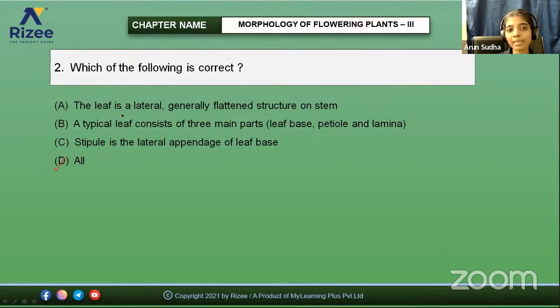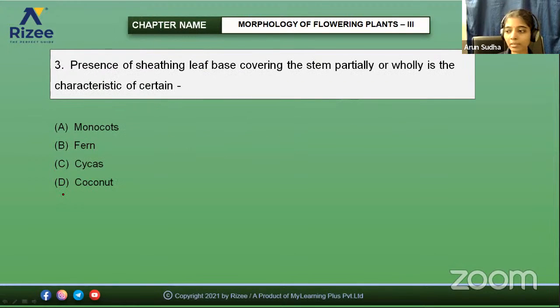All are correct options. The leaf is a lateral, generally flattened structure. It is correct. A typical leaf consists of three main parts. That is also a correct option. And stipule is nothing but a lateral appendage of the leaf base. So all is correct. So clear? The next question. Presence of sheathing leaf base covering the stem partially or wholly is the characteristic of certain monocots, fern, cycas, and coconut. So which is the correct option here?